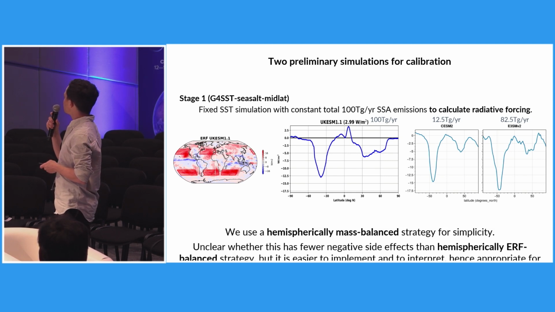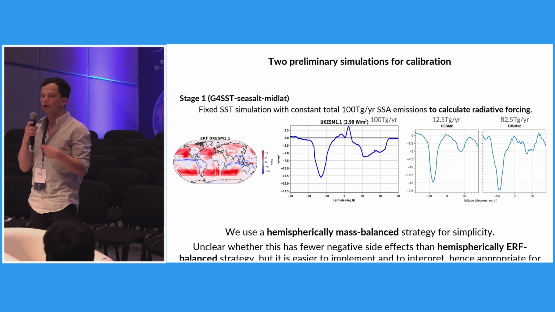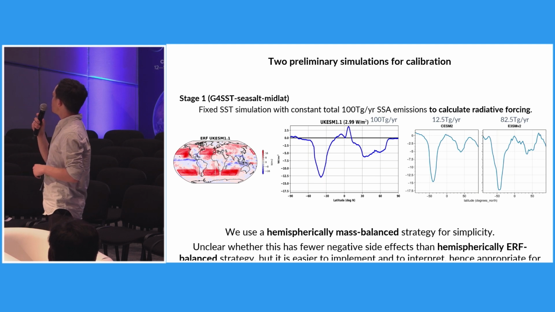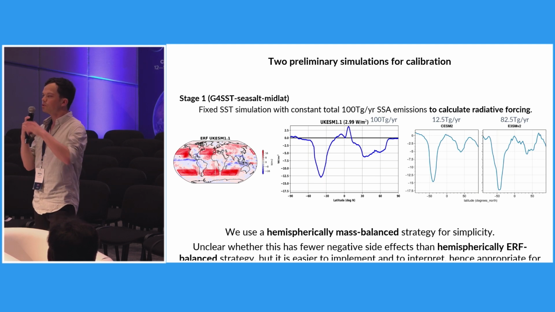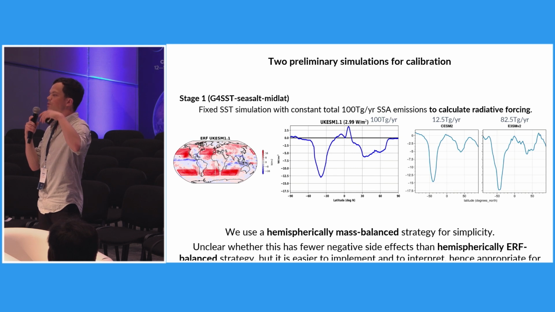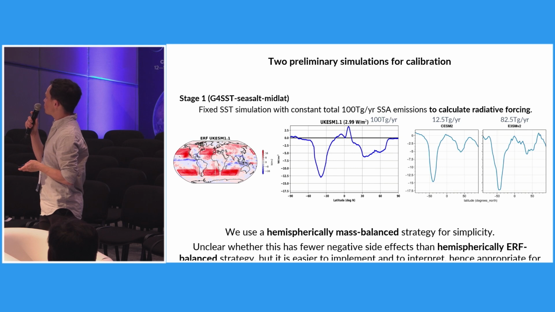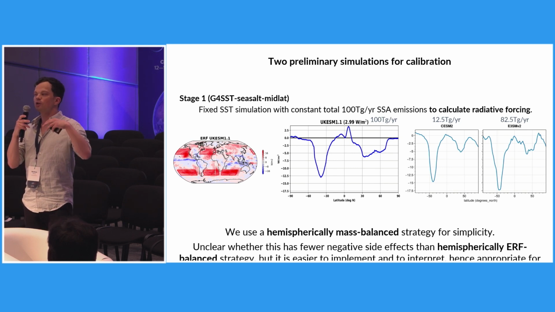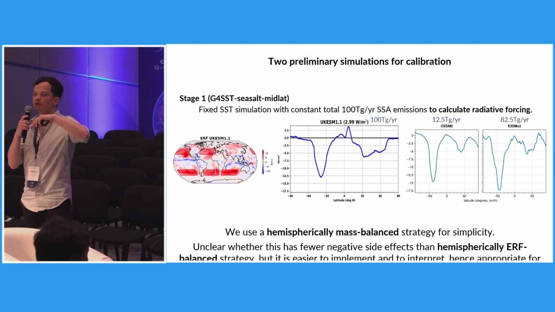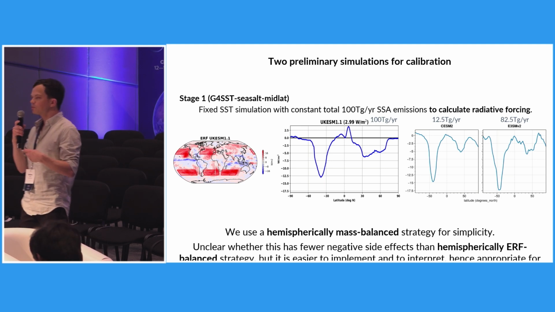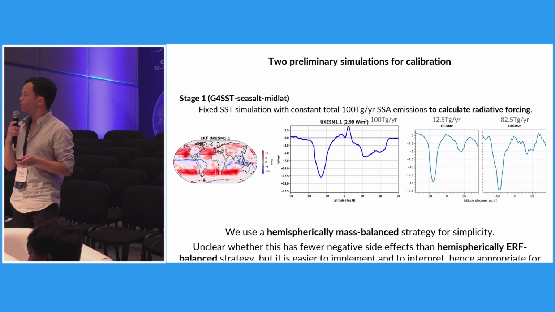So we had to make some choices on how to do that exactly, like how much aerosol to emit in each of these boxes. We made the choice to have a hemispherically mass-balanced strategy, meaning that the total mass emitted in both hemispheres is the same across the 2 boxes in the northern hemisphere and the 3 boxes in the southern hemisphere. So we also thought about doing a strategy where the forcing is balanced between both hemispheres, but we thought that it was unclear whether that was actually better, and overall it's easier to implement and to interpret when you have a mass balance strategy.